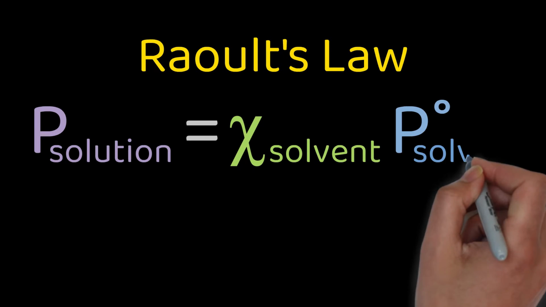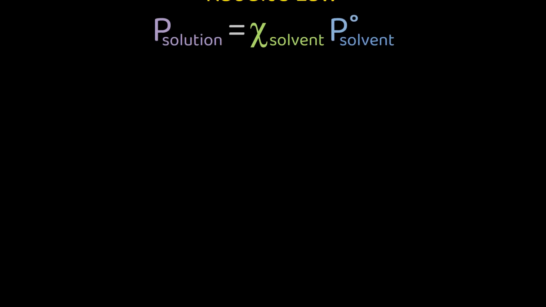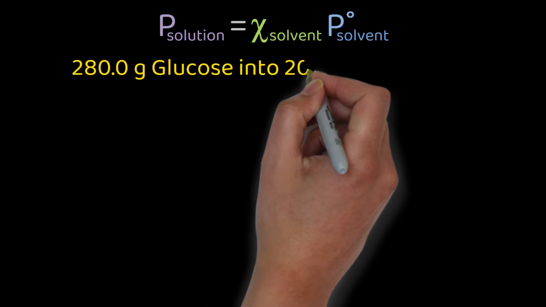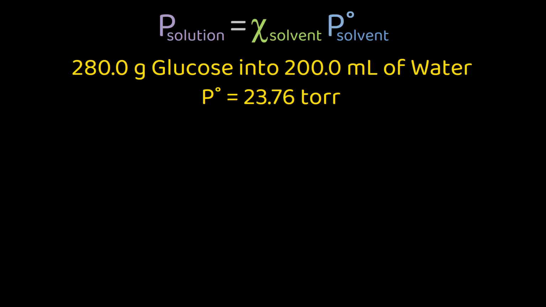This law is basically just a partial pressure equation, similar to what we saw in the chapter on gas law. The partial pressure of the volatile solvent is equal to its vapor pressure times its mole fraction. Let's give this a try. A solution is made by dissolving 280 grams of glucose into 200 milliliters of water. We're assuming that the density of water is 1 gram per milliliter, at 25 degrees Celsius. The vapor pressure of pure water at this temperature is 23.76 torr. What will the vapor pressure of the solution be?